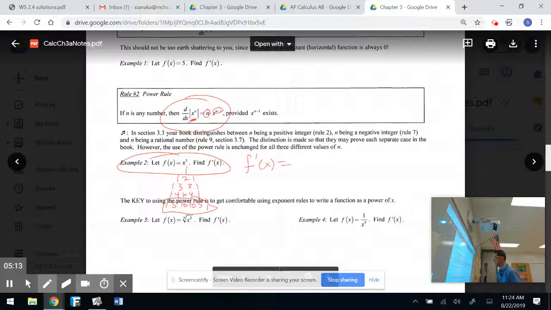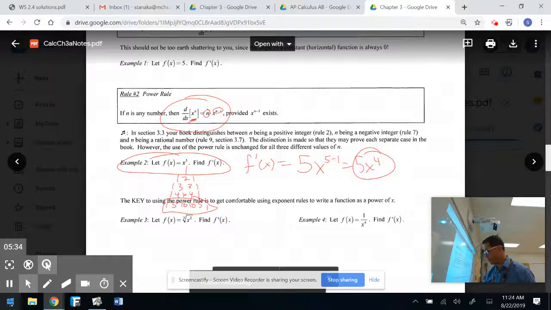Or instead, finding the derivative, I could just drop that 5, x to the 5 minus 1, which is 5x to the 4th. Mr. Tanaka, you made me do that the long way? Boom. That's all right. From here on out, you can use that shortcut. That's all you have to do, class, to do the power rule, to do derivatives from here on out.